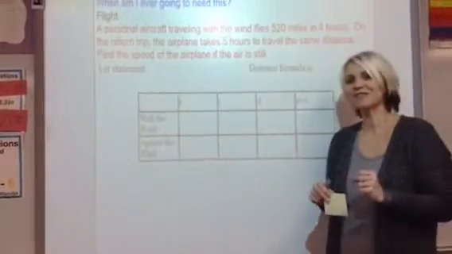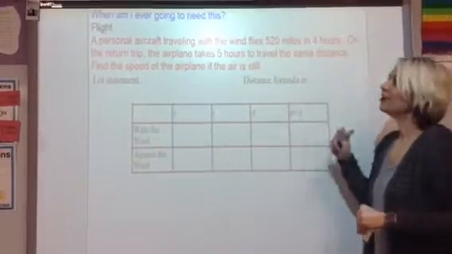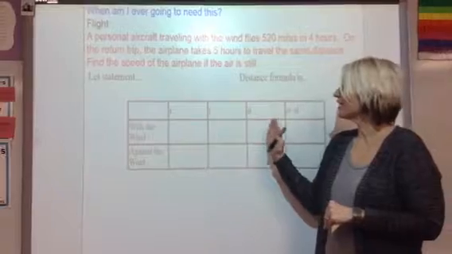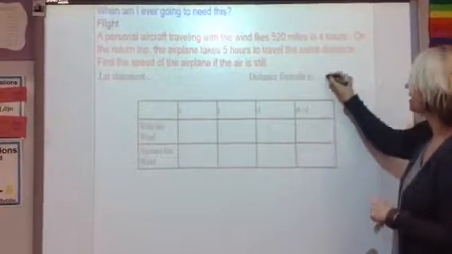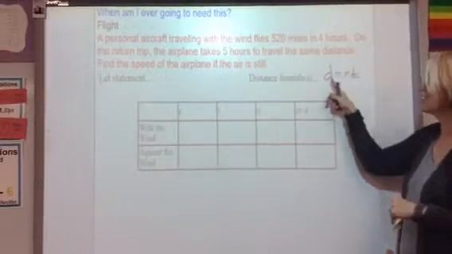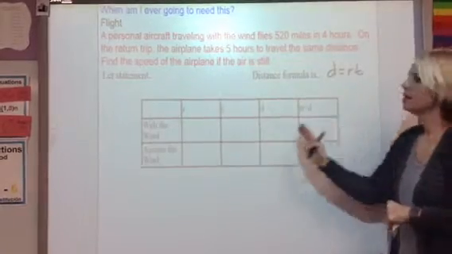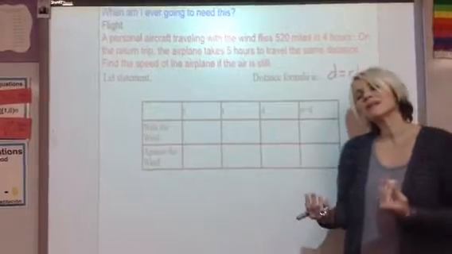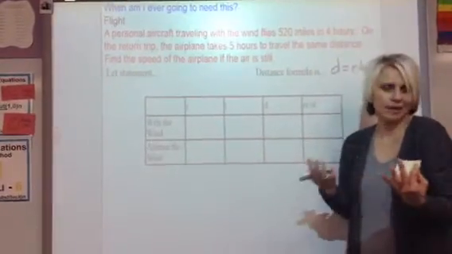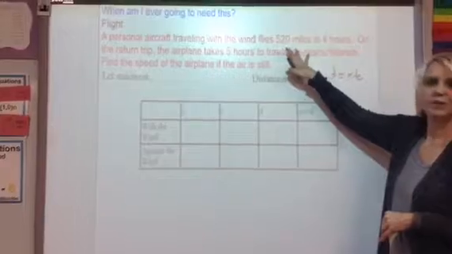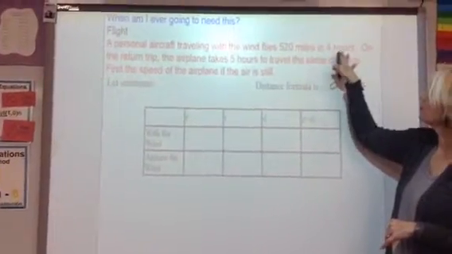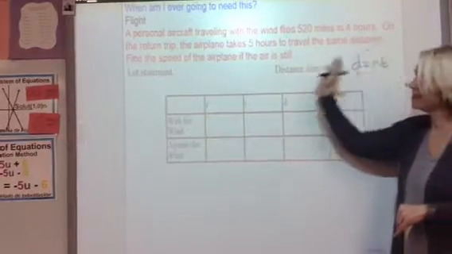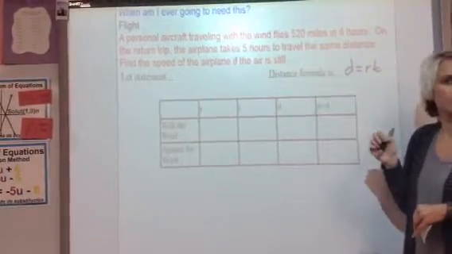All right, your favorite, real world. In our real world problem here, I'm going to have a table to help me out because I'm working with distance. And distance formula is D equals RT, which is distance is equal to rate times time. So I have a rate column, a time column, a distance column. And remember, rate is something like miles per hour, okay? A personal aircraft traveling with the wind flies 520 miles in 4 hours. On the return trip, the airplane takes 5 hours to travel the same distance. Find the speed of the airplane if the air is still.